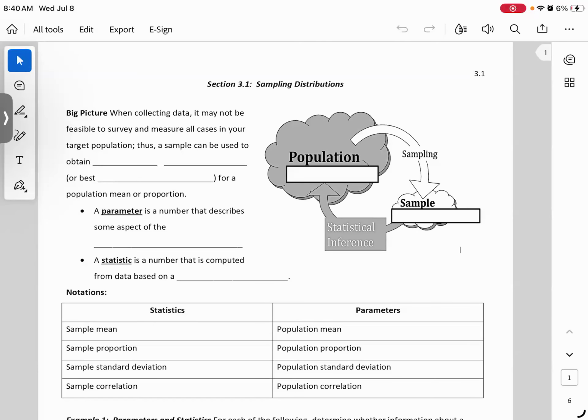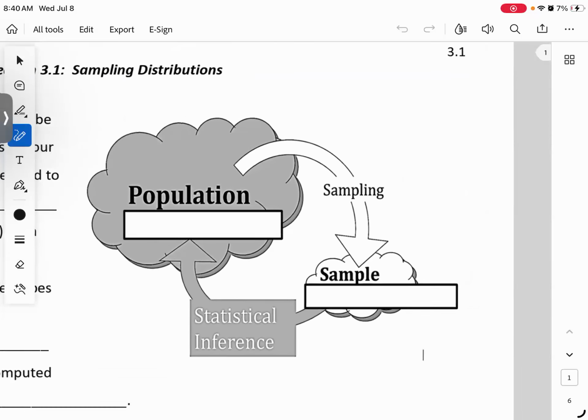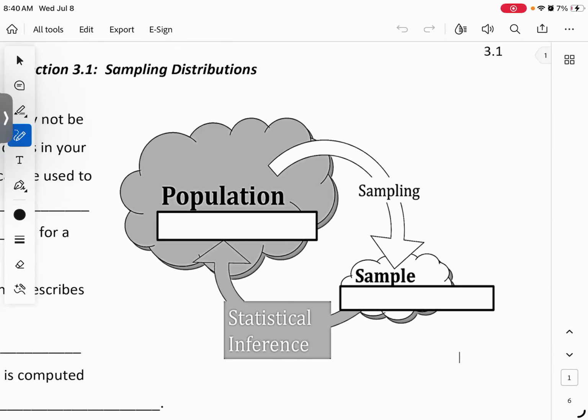All right, let's talk about section 3.1. In this chapter, it starts to really get into the big picture of what statistics is all about. Or when we say we're doing statistics, what does that mean? So what I thought would be helpful is to start off with just a picture of the big idea.